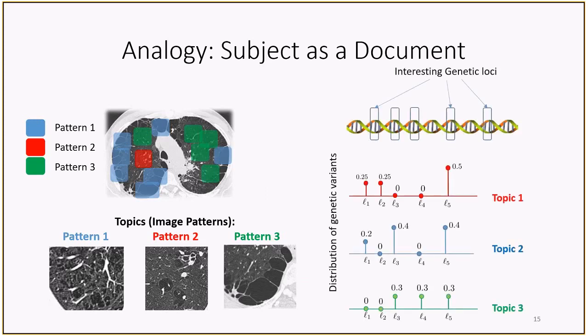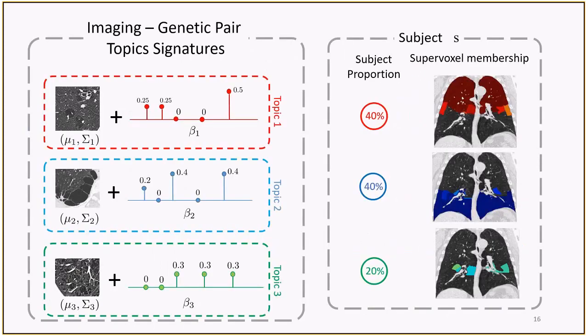On the genetic side, the patterns or the topics are basically the chance of seeing a minor allele modification in each of these locations. Putting things together, we have a pair of imaging and genetic topics that are shared across the population, and every individual gets his own proportion. So in this schematic, this guy gets 40% of topic one, 40% of topic two, and 20% of topic three, which is used to label the location in the lung. None of these are known, so we have to derive them from the data.